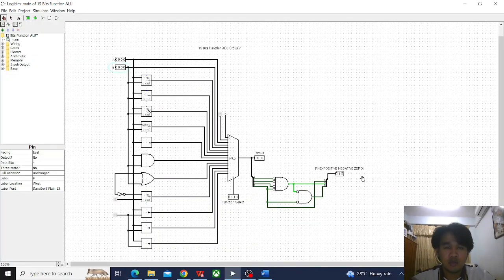Okay, here I would like to explain the function of the 4-bit arithmetic logic unit. For example, this is A and B. A is input 1, B is input 2. For the example, we put 10 for A and 10 also for B, which is in decimal. Okay, for the adder, we must set the function select to 100.